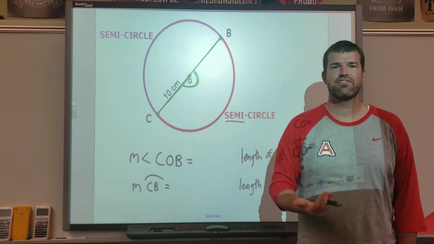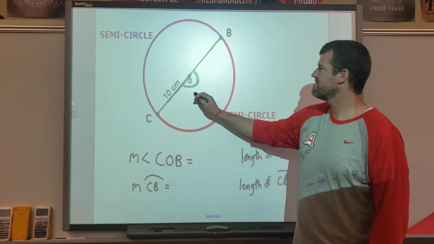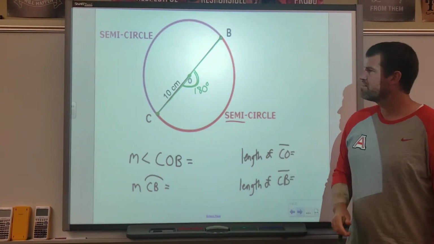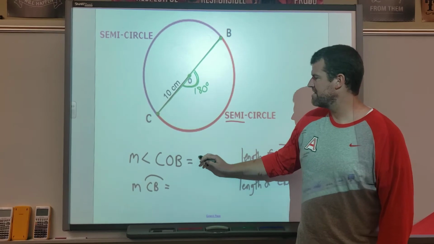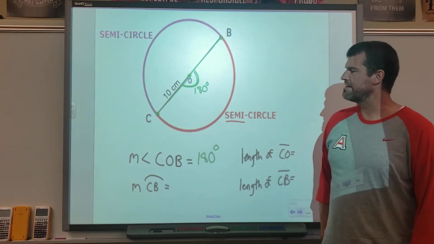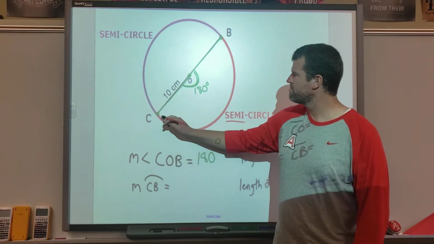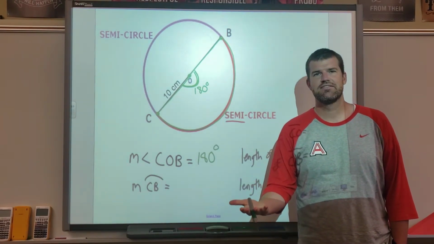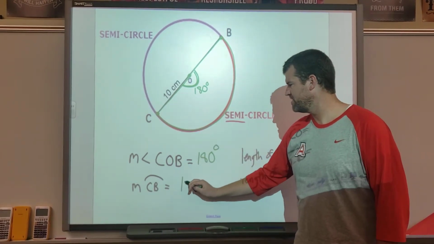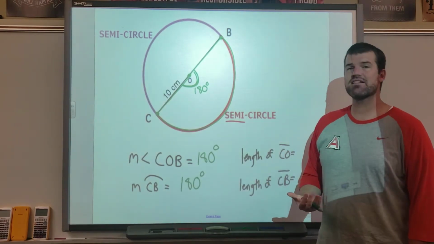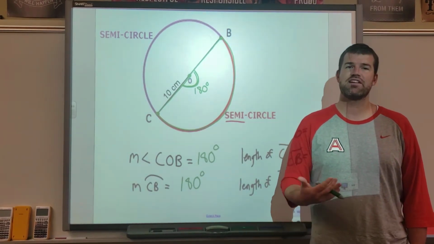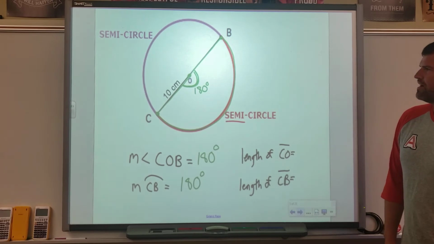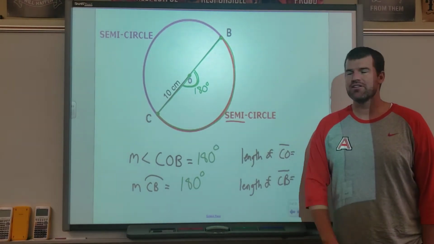And how many degrees are in half a circle? 180 degrees, which we already knew because we know that a straight line will have 180 degrees. So the measure of the straight line, angle COB, is 180 degrees, which means the arc from C to B, the semicircle, would be how many degrees? Nailed it. 180 degrees, which makes sense because it's a semicircle, which is half of a circle, and half of 360 is 180.